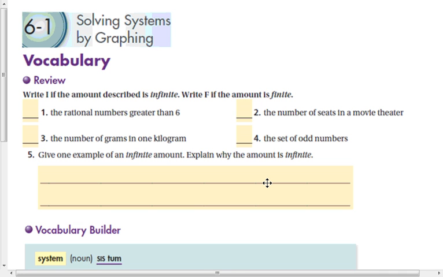In this lesson, we're going to learn how to look for a common solution of two equations with two variables by graphing. All right, go ahead and do the review here. I'll check back with you.